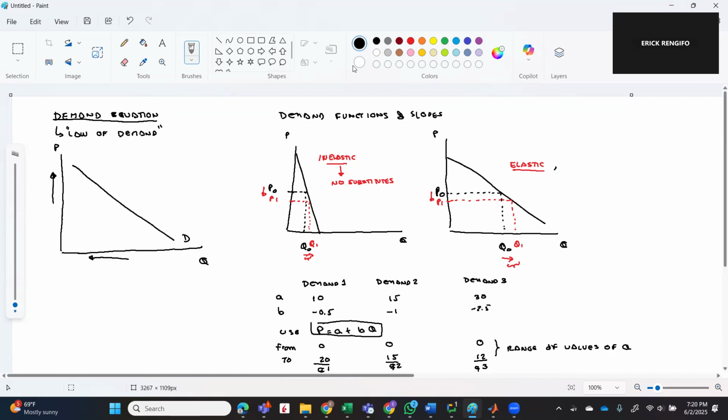Okay. Yes, do you want the Q values to be increments of one? Yeah, let's do increments of 1. Okay, let's do increments of 1.